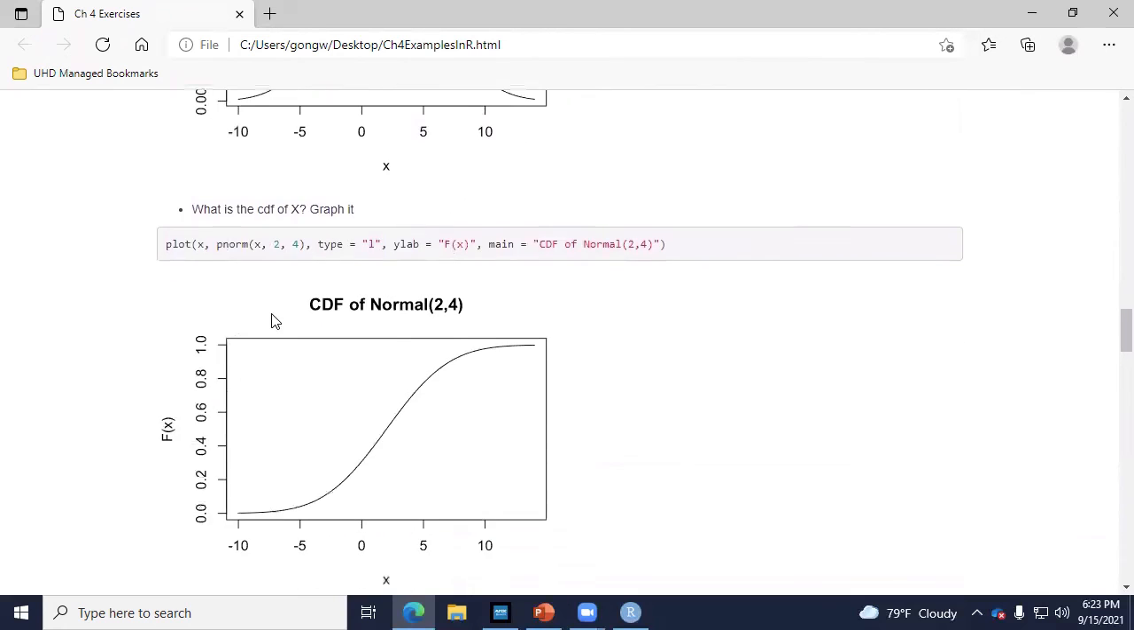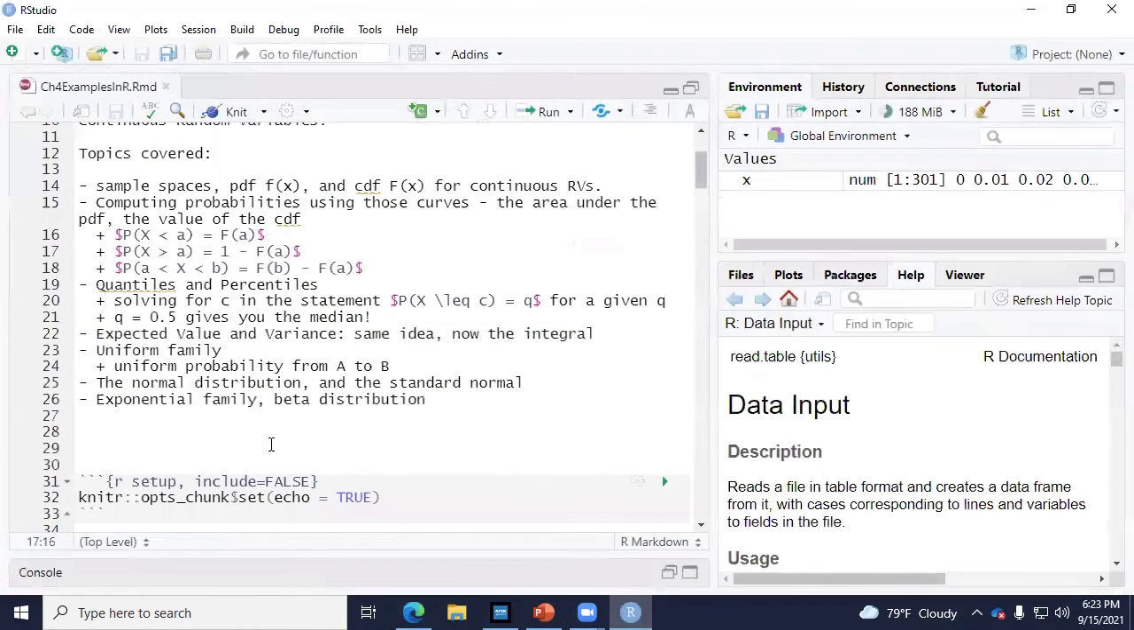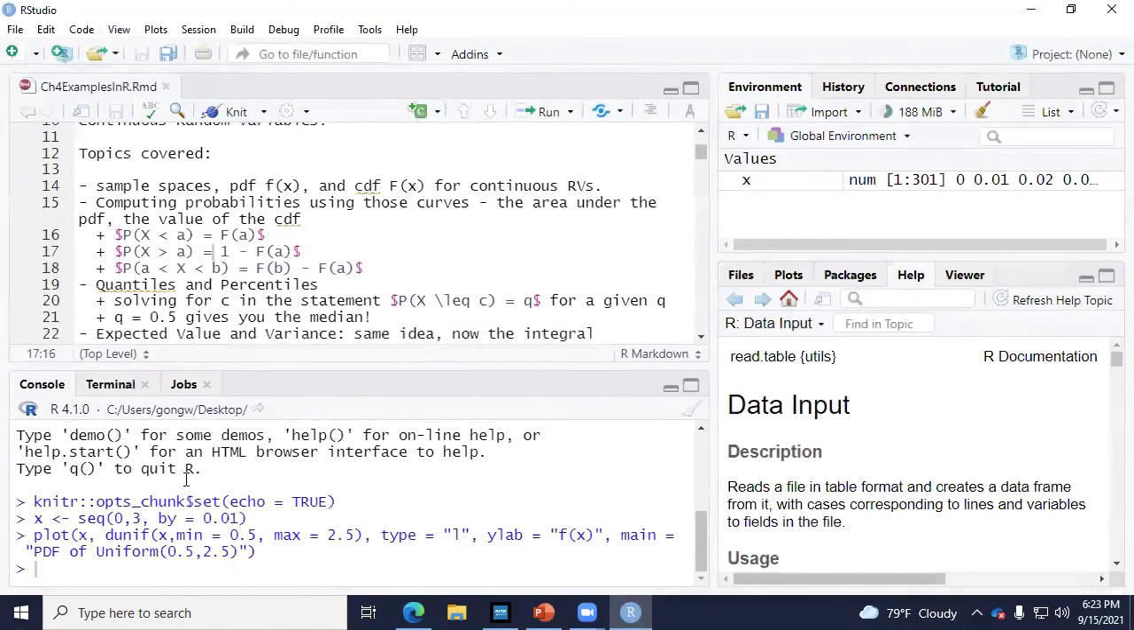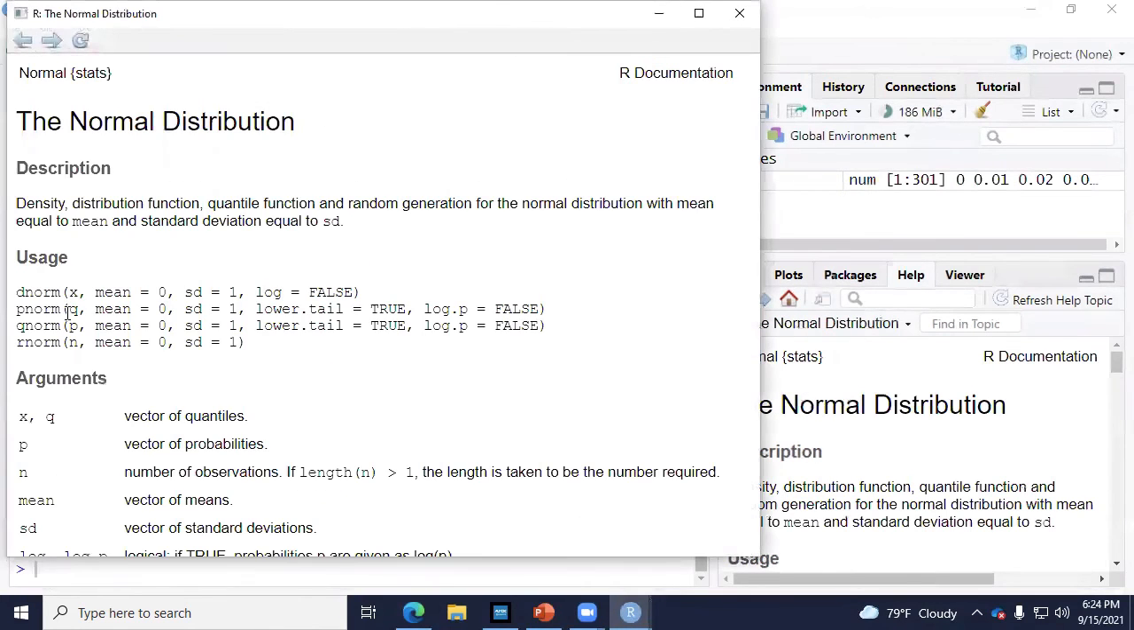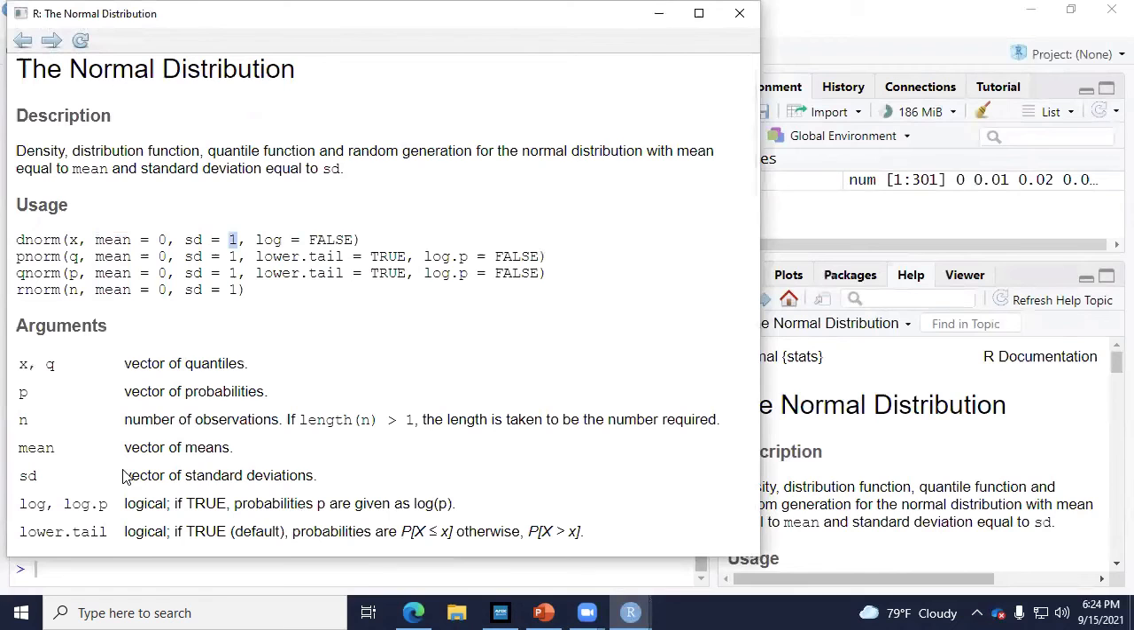So for the normal, you have to make sure that it's the standard deviation, not the variance. A better way to check if you don't remember is to use the question mark. Let's just do dnorm or any of these, like pnorm, qnorm would also work. Because it's asking for mean equal to something and sd equal to something. So yeah, sd is the standard deviation.